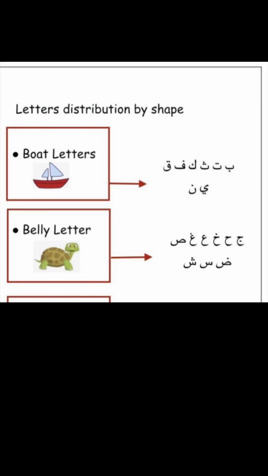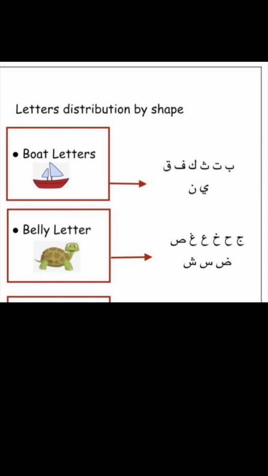The first group of letters are the belly-shaped letters. All the letters in that group have their small letters and they can connect from both sides. Other letters in that group are ba, ta, tha, kaf, fa, qaf, ya, noon.